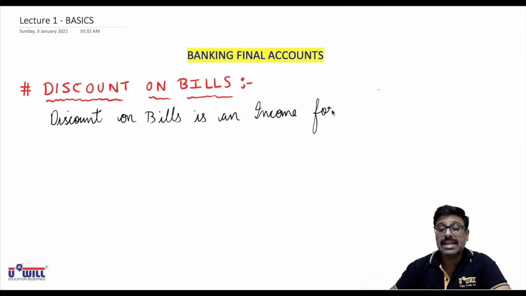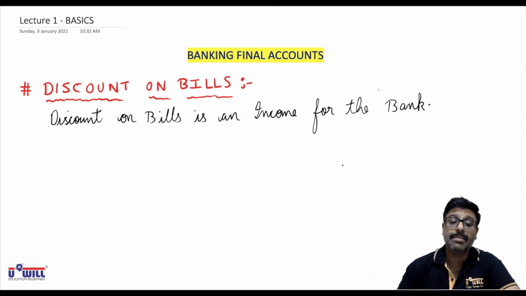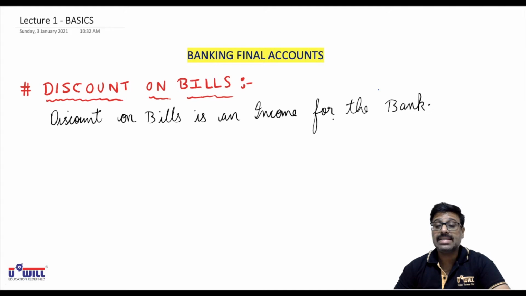Discount on bills is an income for the bank, because the bank takes the bills of the trader. They are going to collect the money from the customer of the trader in future, but since it is a kind of loan given by the bank to the trader in advance, the bank gives the money to the trader in advance and charges interest on that, which is called discount on bills. So discount on bills is an income for the bank.